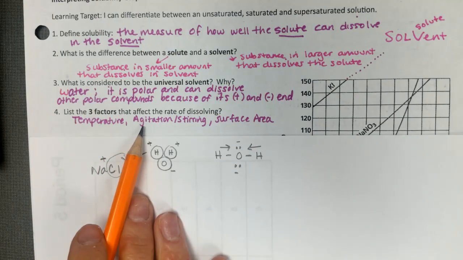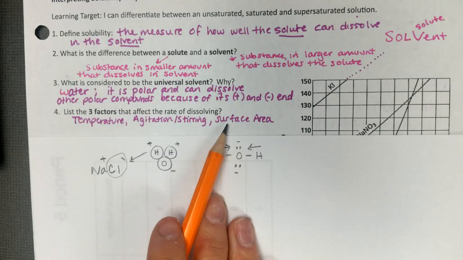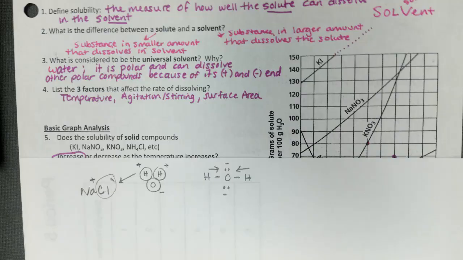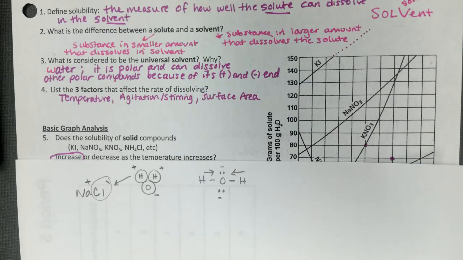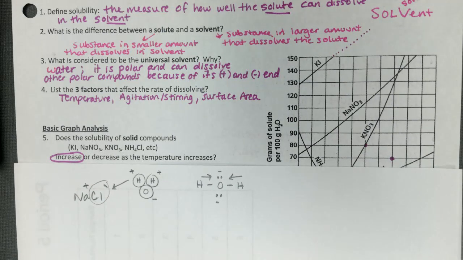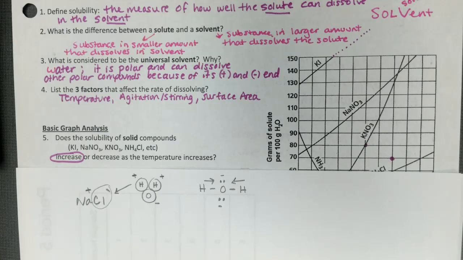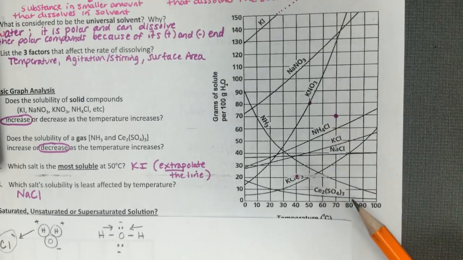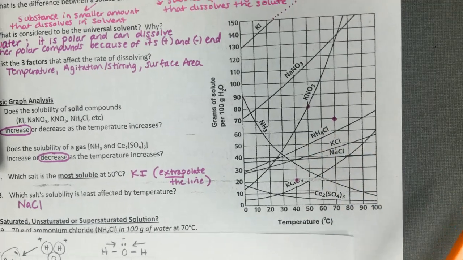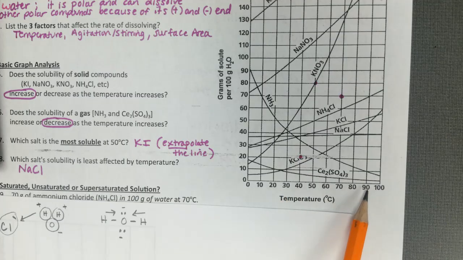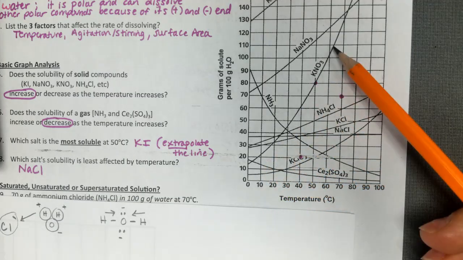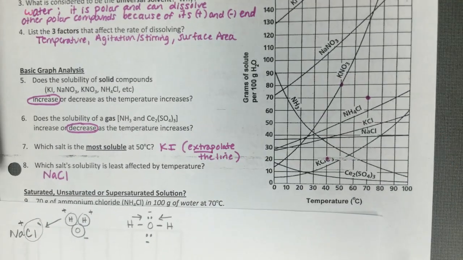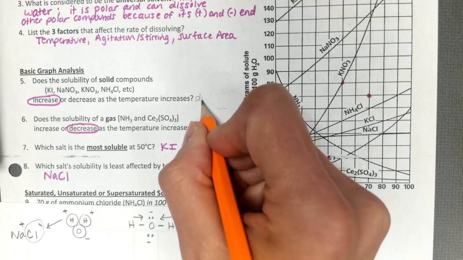Temperature, agitation, which is the same thing as stirring, and surface area. All right, so then we're looking at all these graphs. So how does solubility change with temperature? So looking at my graph here, most of these are solids. So we can see that as our temperature is increasing, my solubility is also increasing. It's going up. Okay, so that would be a direct relationship.